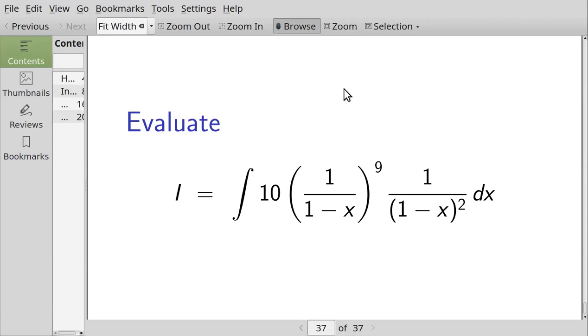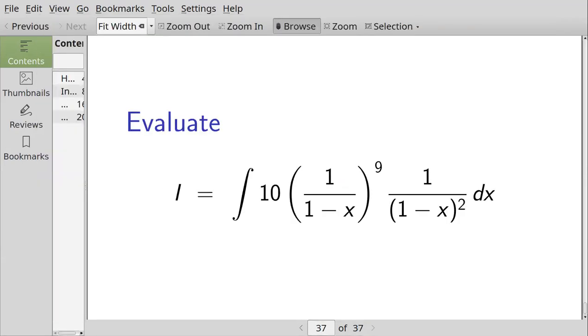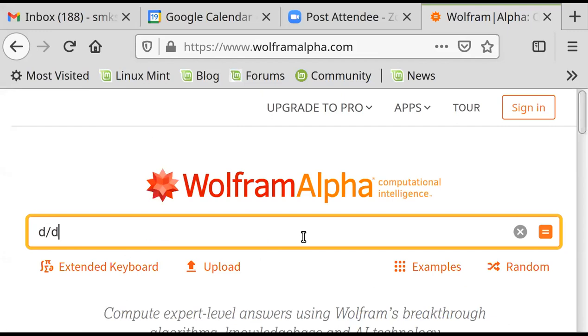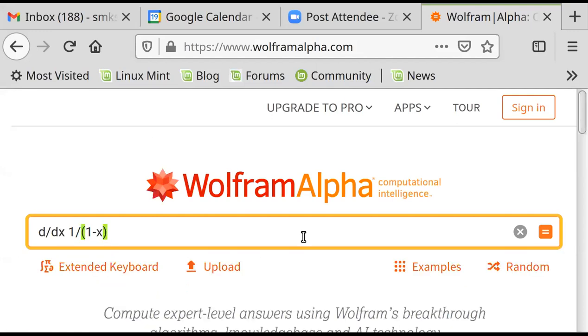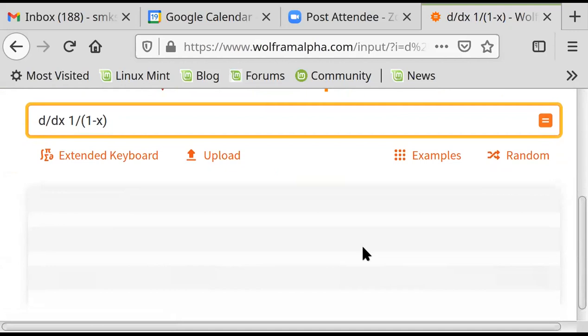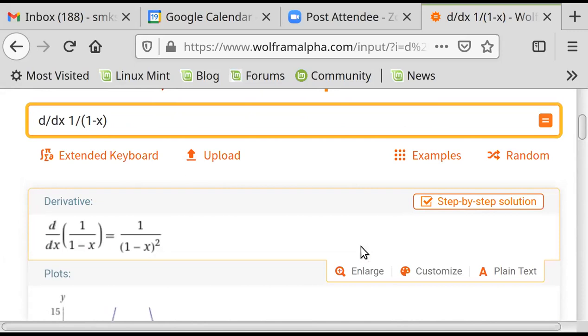Sir, isn't the derivative of 1 over 1 minus x minus 1 over 1 minus x squared? Okay. Well, let's split up Wolfram Alpha and okay, d by dx of 1 over 1 minus x. Yeah, 1 over 1 minus x squared. Sorry, I must be reading it wrong. All right. Okay. Any other questions?